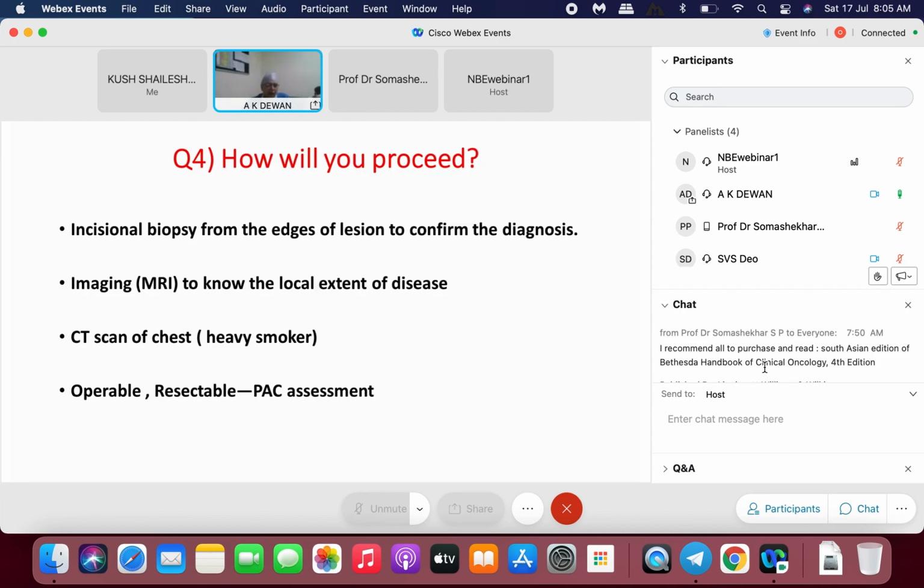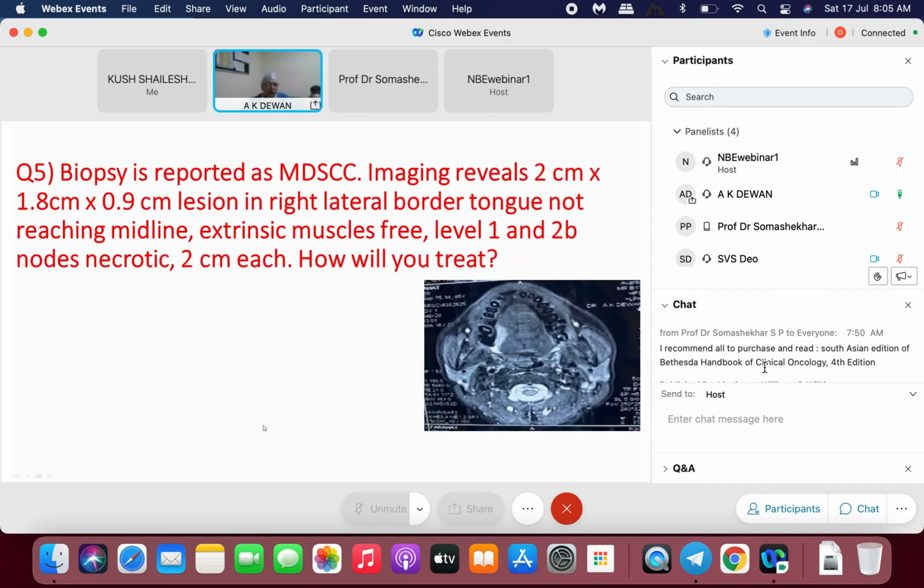If it is operable, resectable, I'll do the PACS. Biopsy is reported to be moderately differentiated squamous cell carcinoma. Imaging reveals 2 centimeter into 1.8 into 0.9 centimeter lesion in right lateral border tongue, not reaching midline, extrinsic muscles free, level 1 and 2B nodes necrotic, 2 centimeter each. How will you treat?